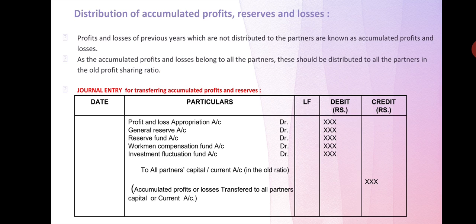Now this is the model journal entry. The profit and loss, general reserve, reserve fund, workmen compensation fund and investment fluctuation fund are all accumulated profits. They must be credited to the partners' capital accounts, including the retiring partner. Now based on this, let us work out a sum.